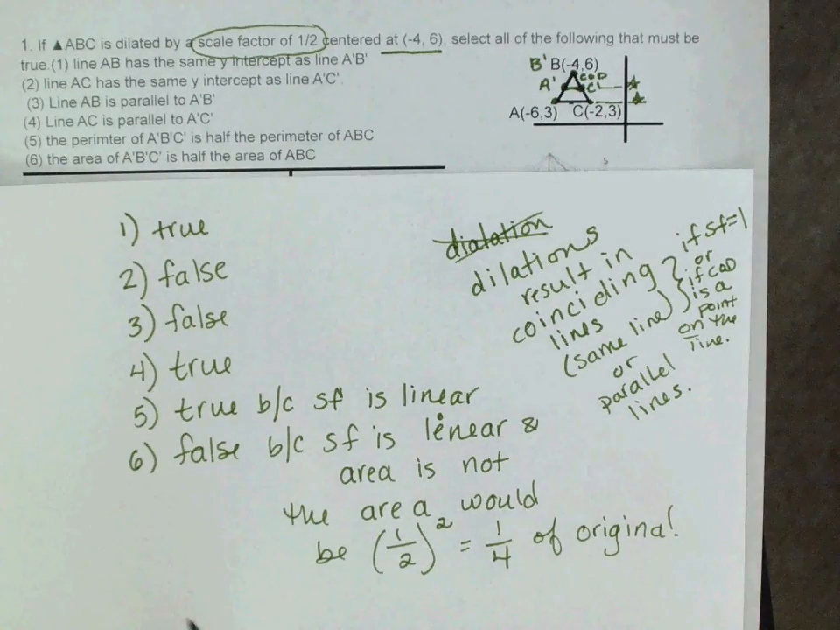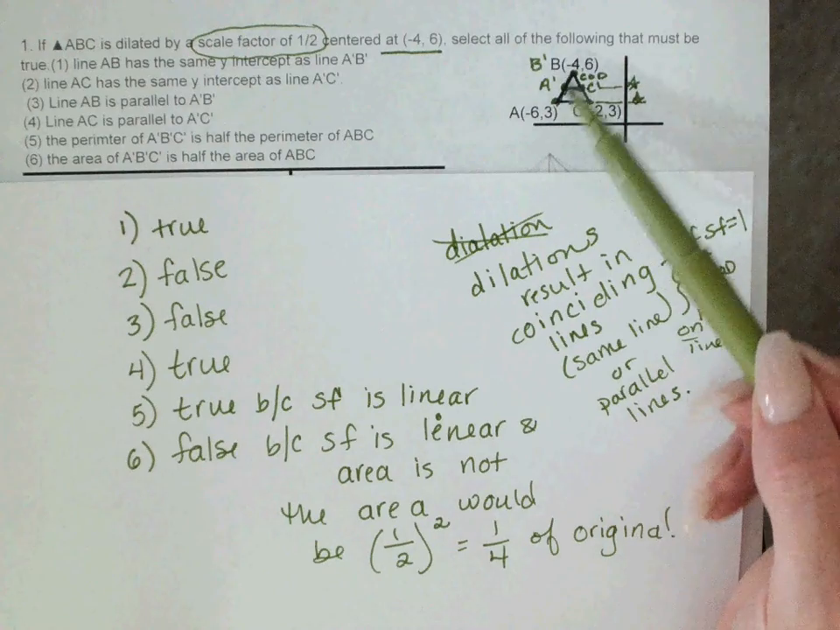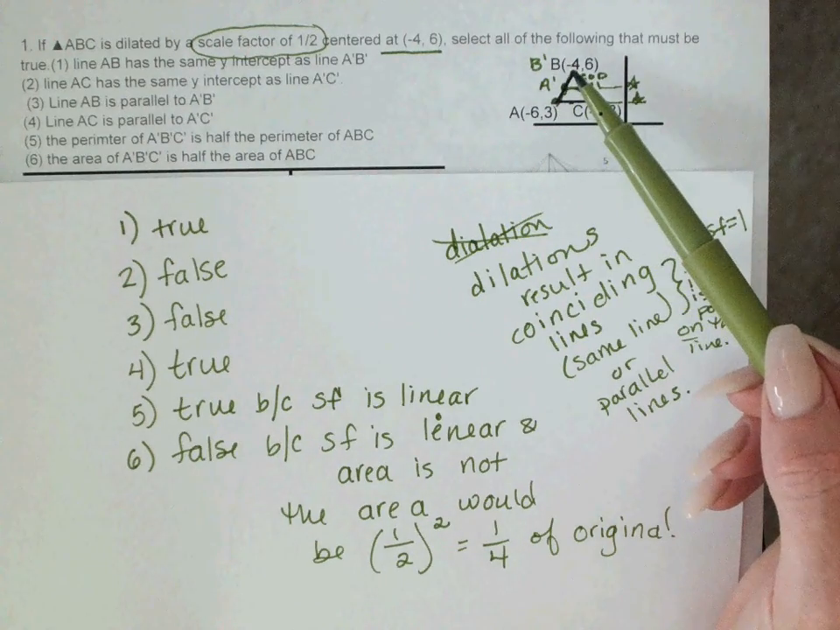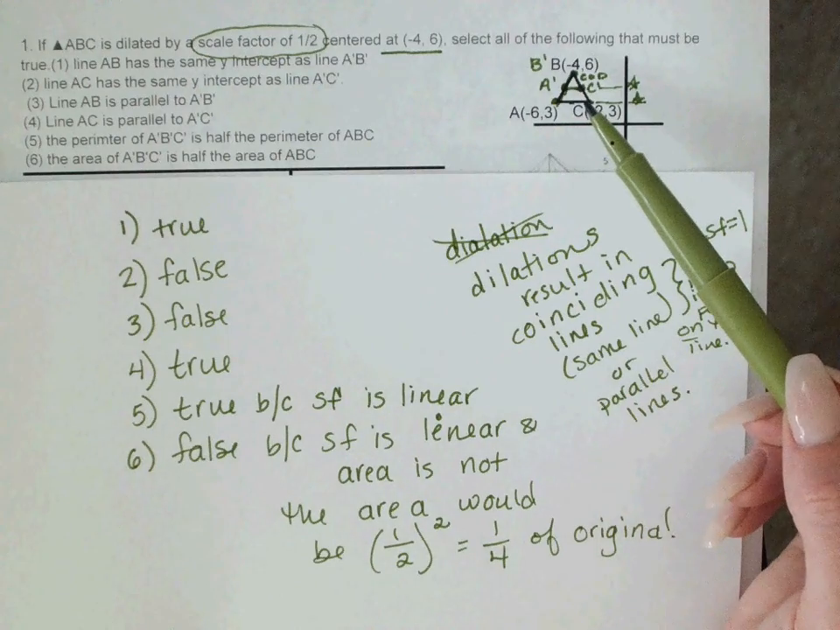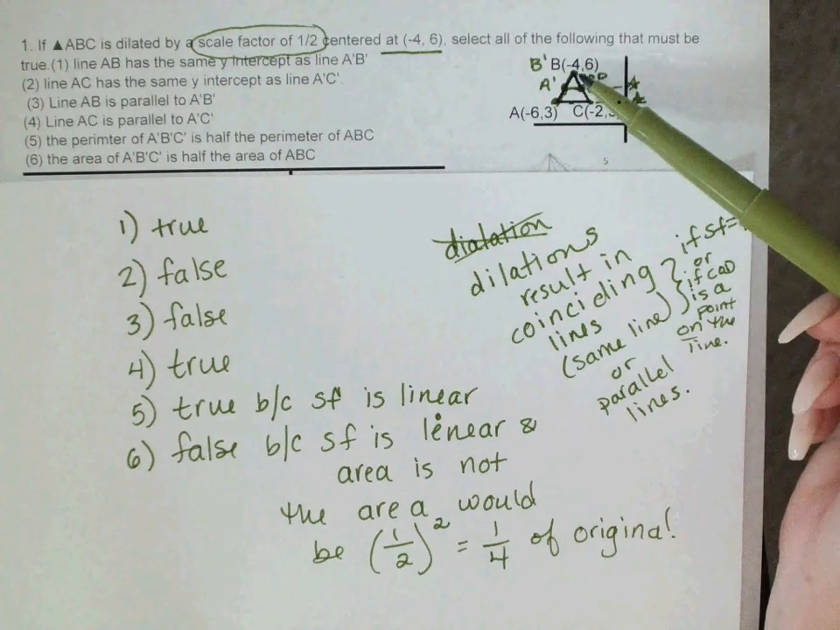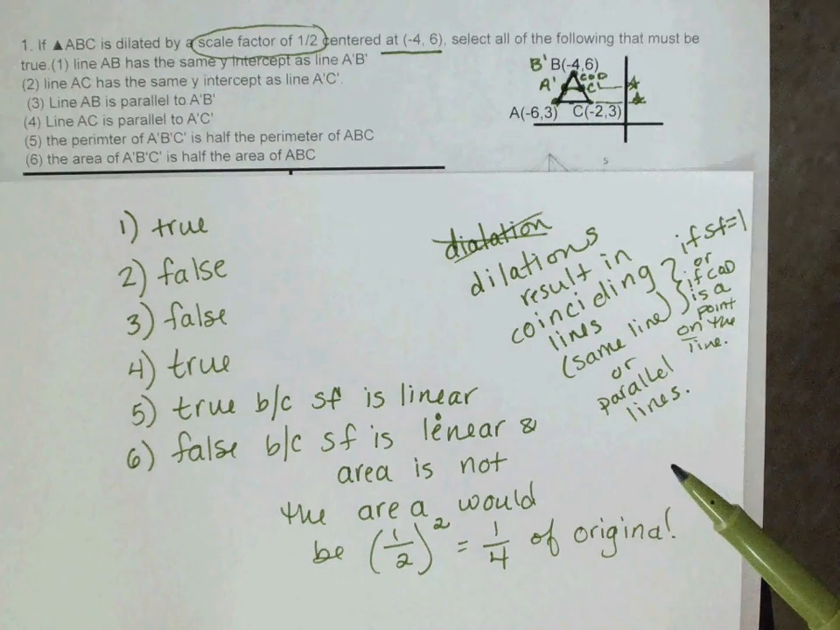So since the center of dilation was a point on this segment, it will result in a coinciding line. But since the center of dilation was not on the segment AC, it resulted in a parallel line.